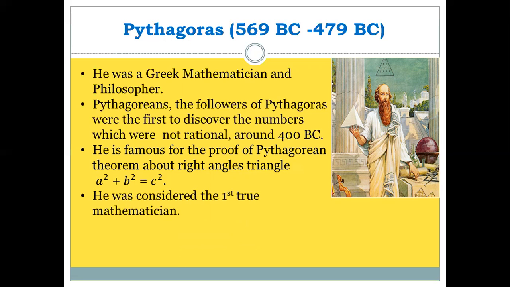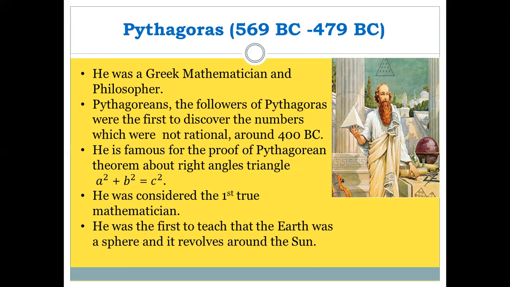Next, he was considered the first true mathematician, and he was the first to teach that the earth was a sphere and it revolves around the sun. So this is all about the brief history of Pythagoras.